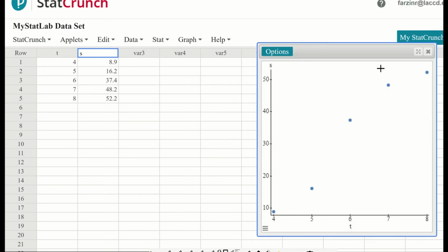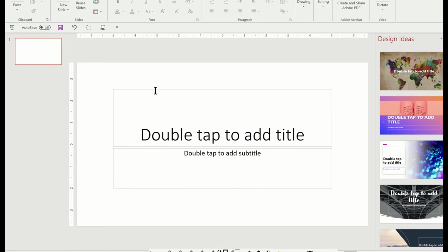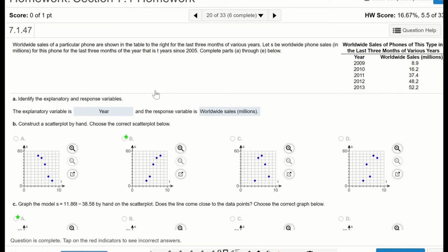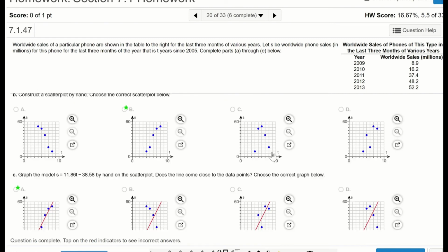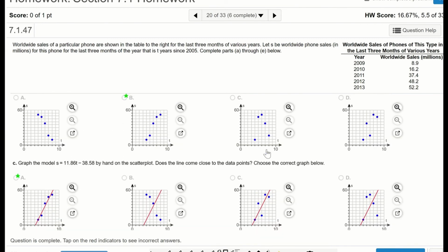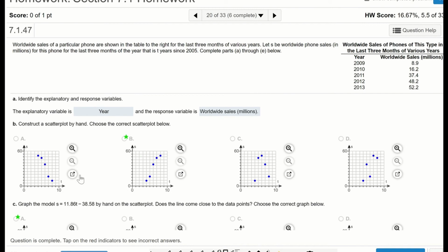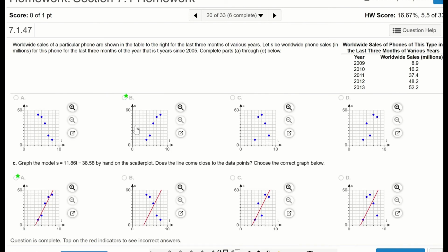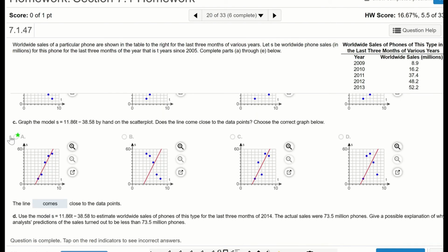There it is. Okay. So we go ahead and find that among the graphs given here, not that one. Let's see. Right there. Okay. So there we have it. Notice these other ones are very off. They couldn't possibly be the correct one. There's the one.